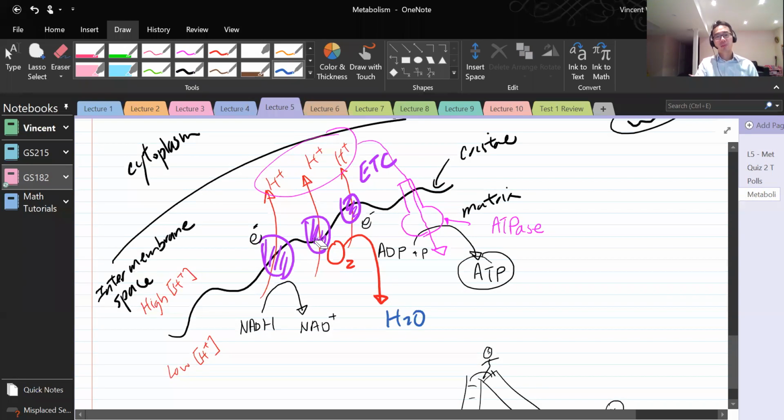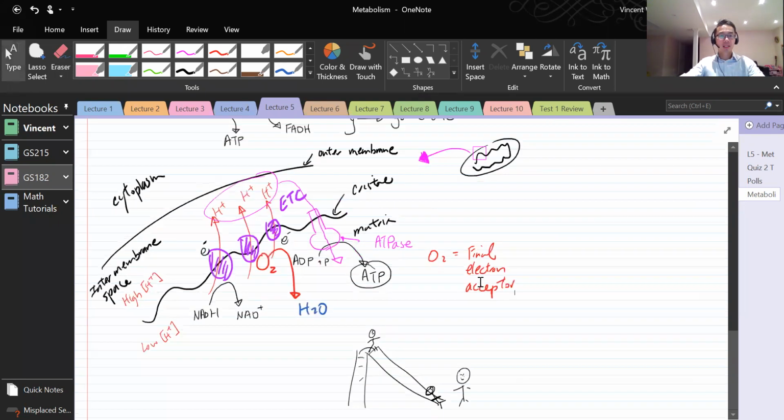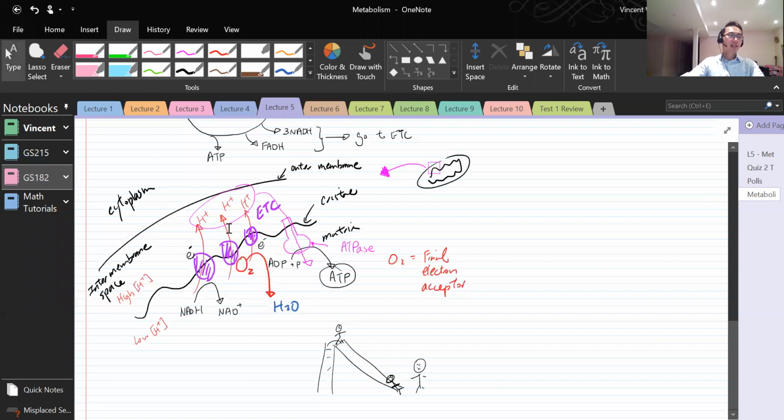All right, so that's why we call oxygen, O2, the final electron acceptor. If we don't have the oxygen, you're not going to be able to remove the electron, and this whole mechanism won't work. We won't make ATP. That's why if we don't breathe in oxygen, we die, because we stop producing energy, and nothing works without ATP. Okay, so that's what the ETC does.